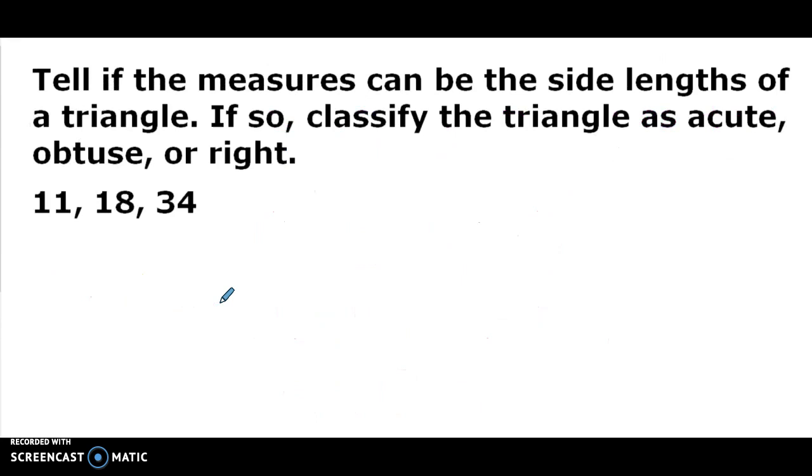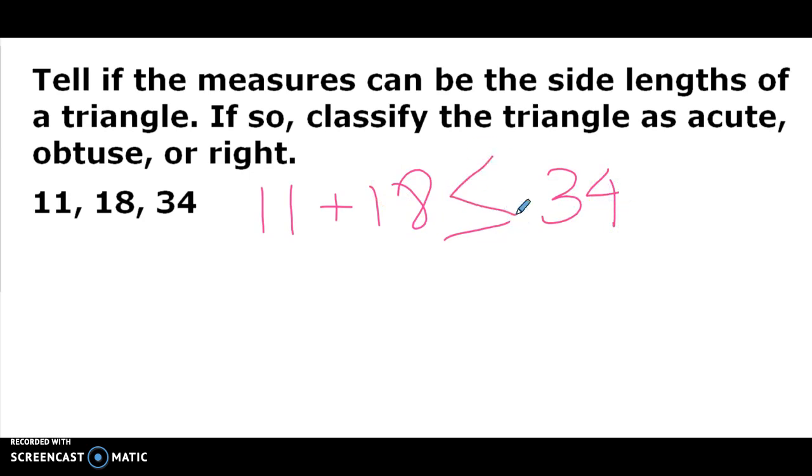So before you get into doing your c squared is greater or less than a squared plus b squared, you need to check if it can even be a triangle. So is 11 plus 18 bigger or smaller than 34? Smaller. So that means your bridge doesn't meet and your car is in the water. Okay. So if it's not a triangle, can it be acute or obtuse or right? No. So you can just stop right there. You can say, no, it's not a triangle, and call it good.